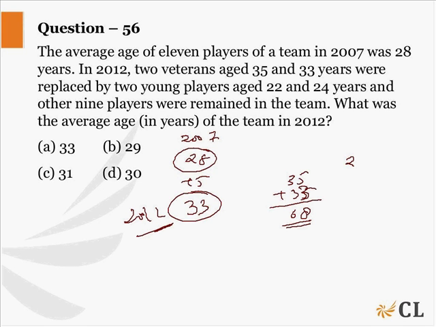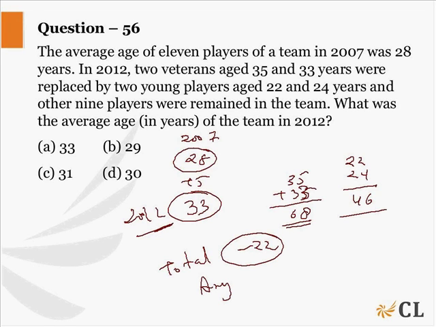are removed, and 22 and 24 are added. So 46 is added. 68 is removed, 46 is added. That means there is a total decrease of 22. If total is decreased by 22, average of 11 should decrease by 2. That means my answer has to be 33 minus 2. That is a shortcut here.